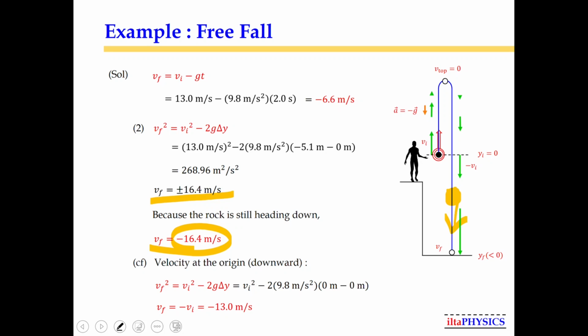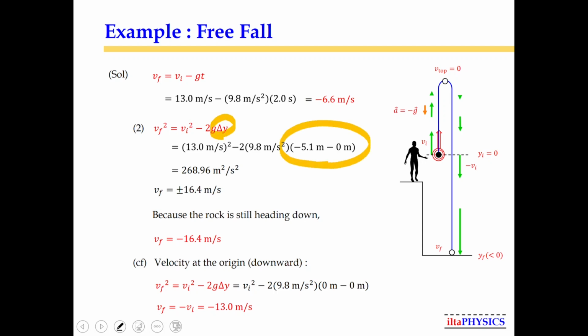Also, when applying the velocity displacement formula, pay careful attention to the displacement value. Displacement is defined as final position minus initial position. The final position is 5.1 meters below the cliff, so minus 5.1 meters, and the initial position is the origin, 0 meters. Thus, the displacement is minus 5.1 meters. Because we set up our coordinate system this way, make sure you handle the signs correctly in your calculations.